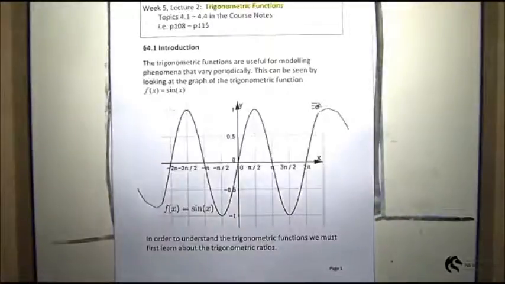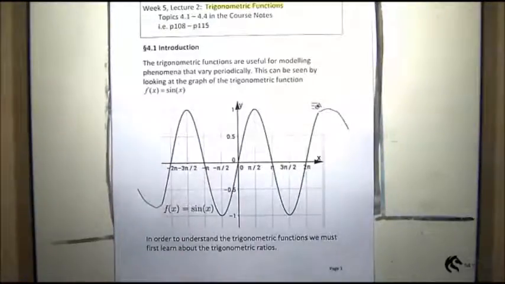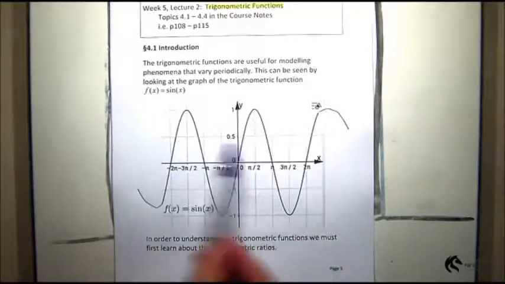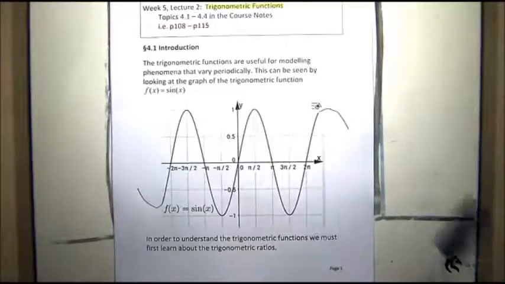So if you have a phenomenon that you're interested in, and it's periodic, it repeats itself. For example, if you were trying to model the tides, it comes in, goes out, comes in, goes out. It keeps repeating itself. Modelling a pendulum, backwards and forwards, backwards and forwards. This is the type of function that you will want. So if we've got periodic phenomena, then we will need trigonometric functions.